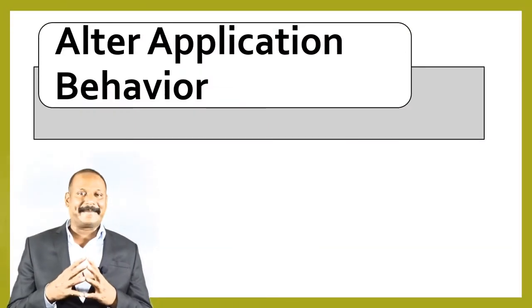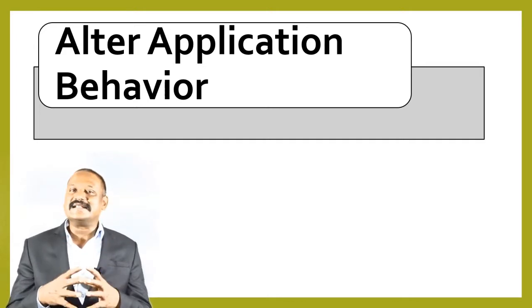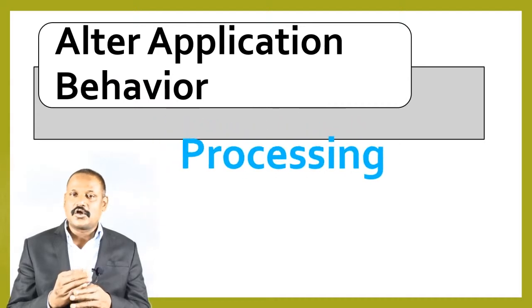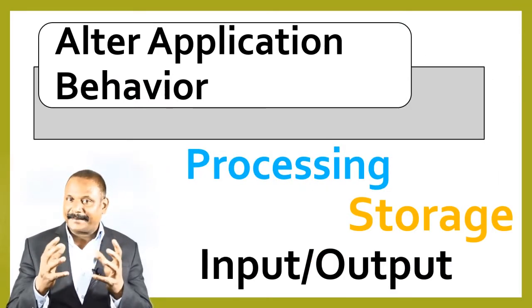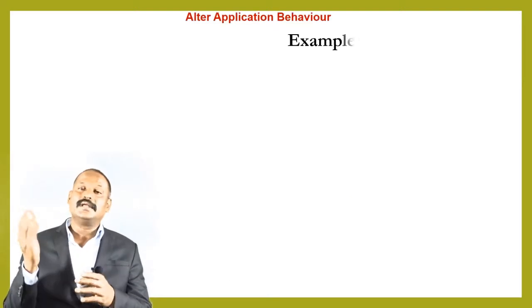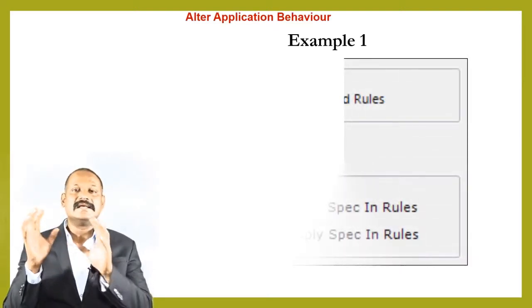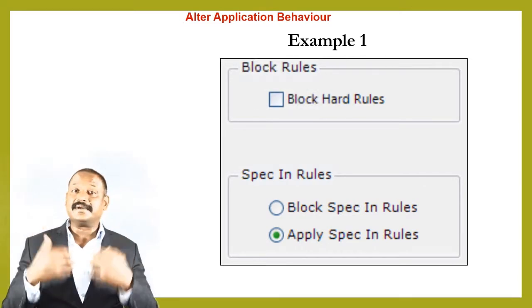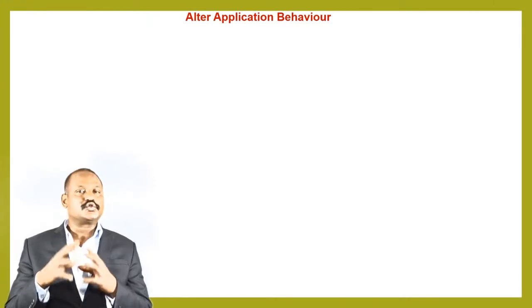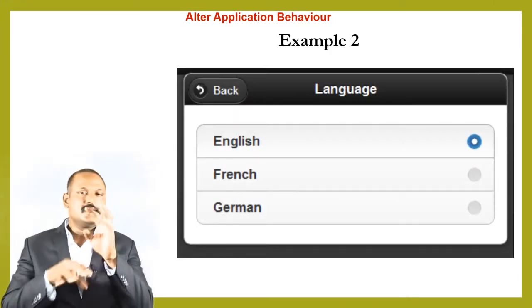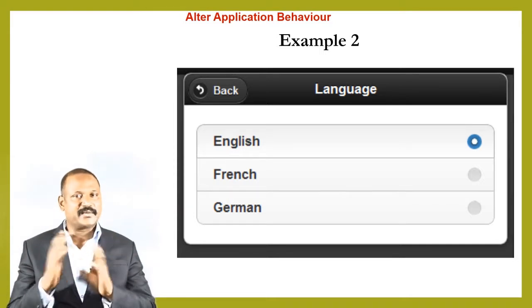Next, we will look at a phrase called altering application behavior. This means that the way information processing or storage or input or output happens is modified. For example, a user can set whether to apply or not to apply certain business rules while performing a transaction. Another example is the ability to choose the language of an application. At the click of one button, the application could switch between languages.